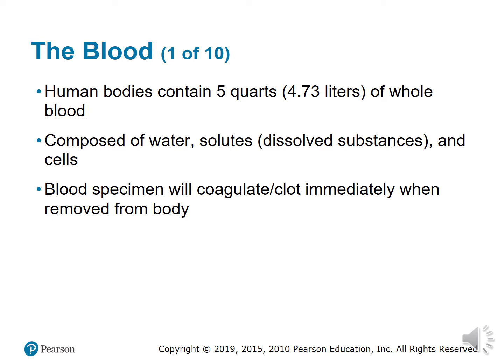The human body contains 5 quarts, just 4.73 liters, of whole blood. Now, I don't want y'all to be thrown off about what was in Figure 7.15. So about average for a person that's 125 pounds, they're going to have about 2 liters. So anything over that, naturally you would have more blood.